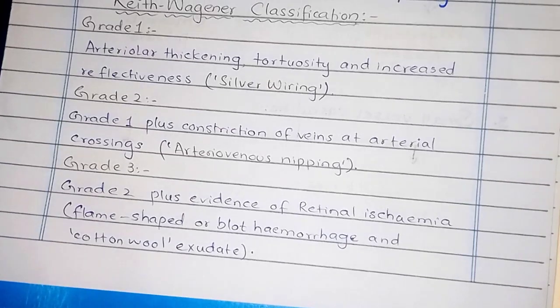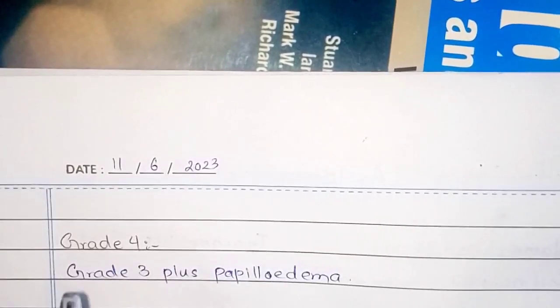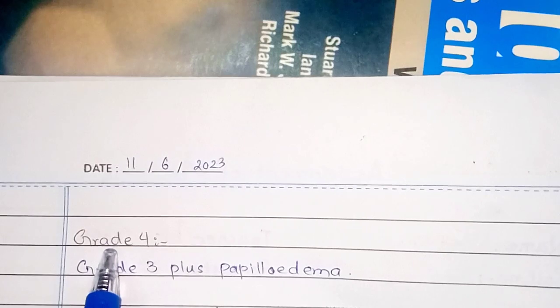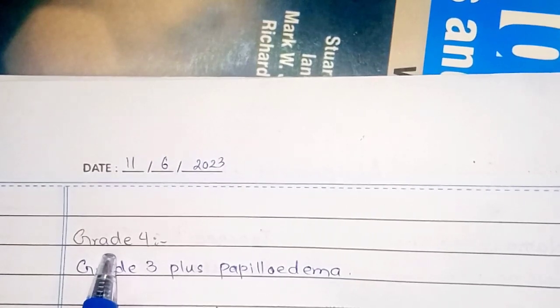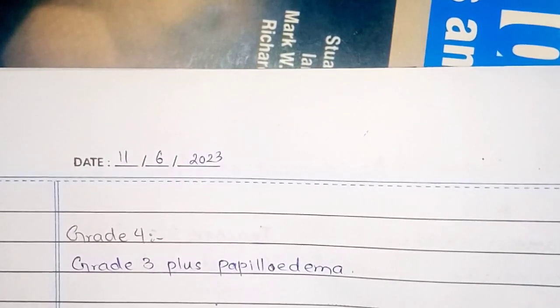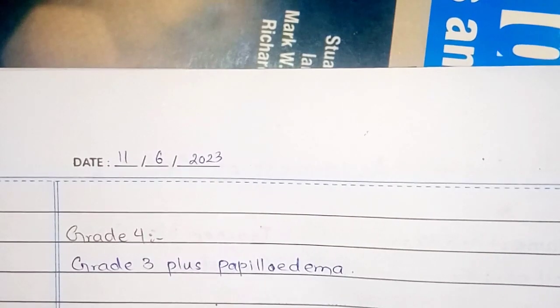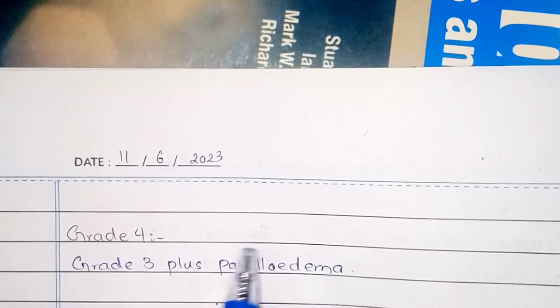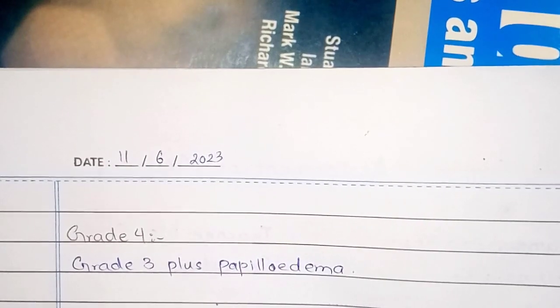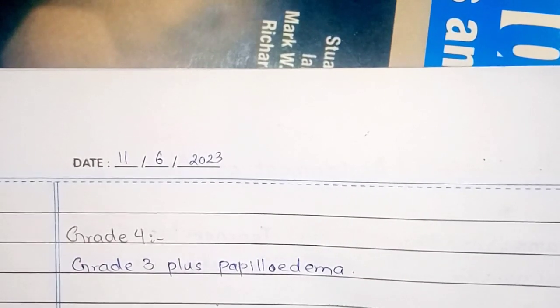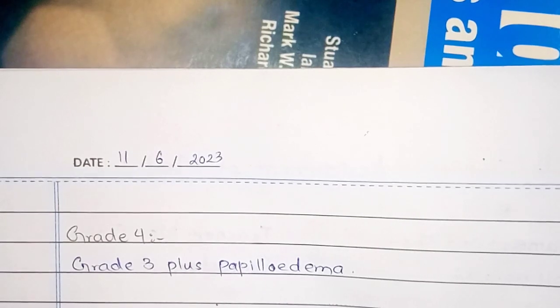Now let's discuss the 4th grade. In grade 4, this is known as malignant retinopathy, and this is the most severe and advanced stage of hypertensive retinopathy. The grade 4 features include all the changes that are seen in grade 3, along with the presence of optic disc swelling, that is known as papilledema. Papilledema is basically caused by increased pressure in the optic nerve due to severely elevated blood pressure. The optic disc may appear swollen and may show hemorrhages or exudates.